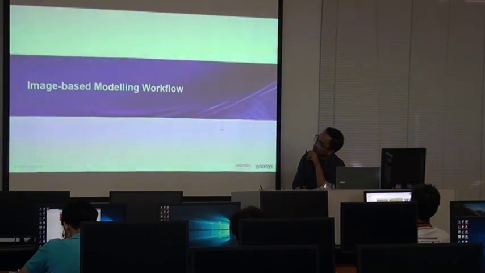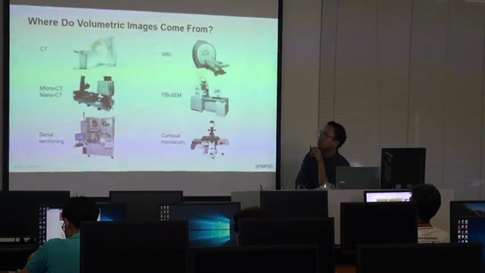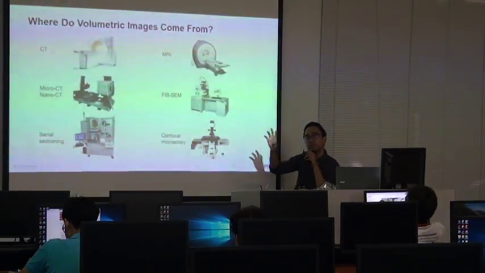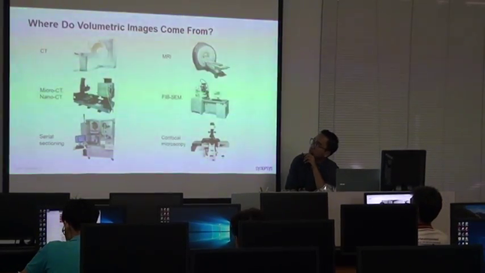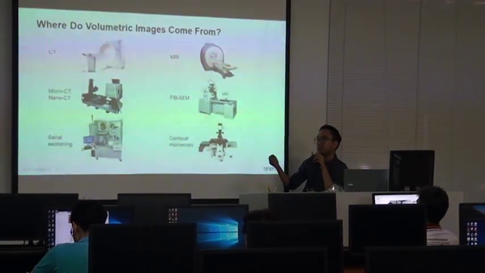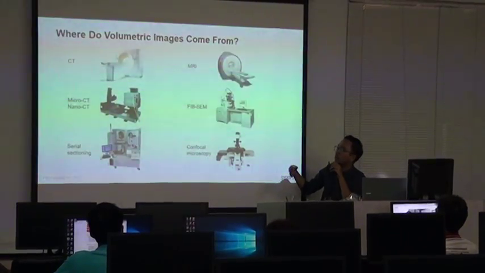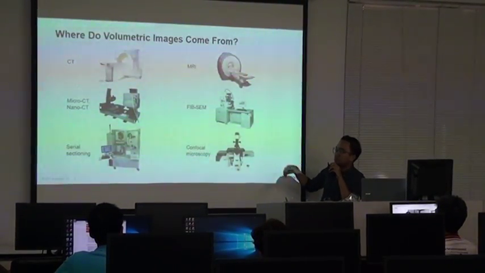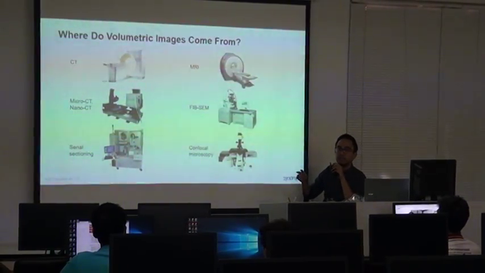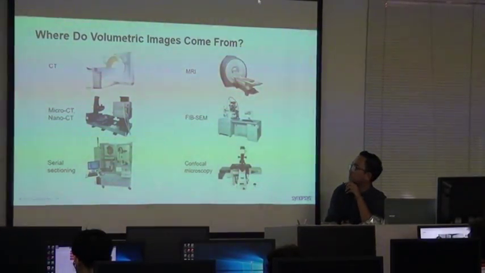Right. So right now I'm going to explain a little bit about the workflow of image-based modeling, or how Simpleware generates a 3D model from a 3D image. So firstly, where do the images come from? The images come from the scanning process. We can use a scanner like CT scan or MRI, micro CT, FIB-SEM, serial sectioning, or confocal microscopy, or other types of scanners, as long as the scanners can produce a stack of 2D images.